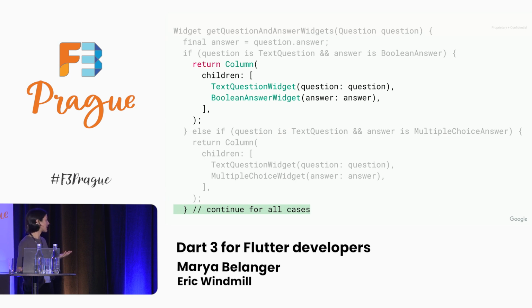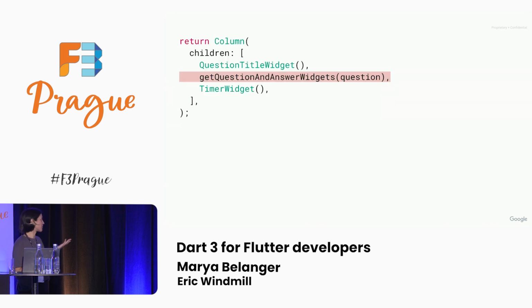Also, it's not so great because it's returning a column, which we did because we wanted to orient these widgets vertically anyways, but returning a column isn't so flexible. Like, what if you wanted to return it somewhere where it was already inside of a column? That might lead to everybody's favorite infinite height error.